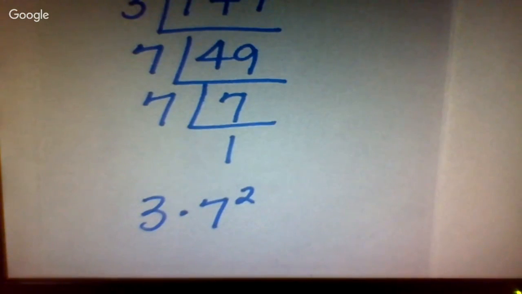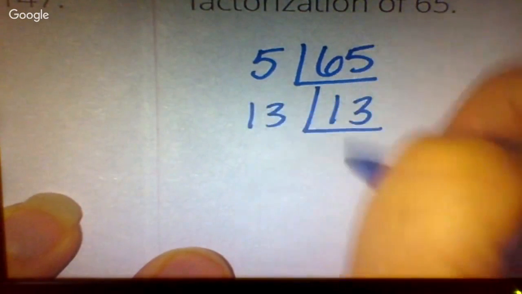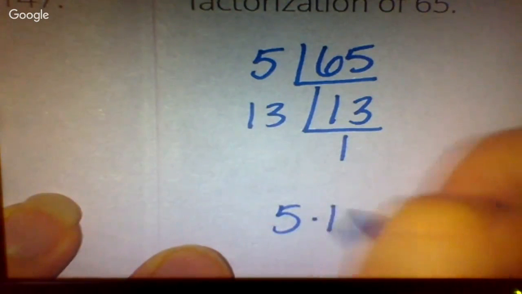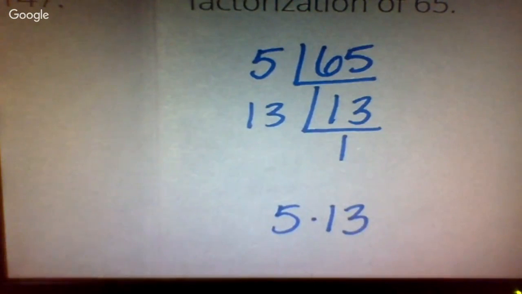And we've got one more. 65. 5. Good. Anytime it ends in a 0 or a 5, you should probably start off with 5. That gives you what? 13. And that's prime. So we are done. So 5 times 13. I say get her done.